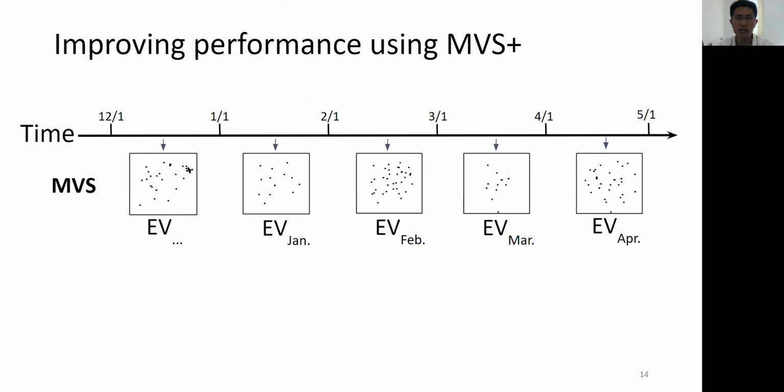We achieved this by extending MVS to MVS+. We introduced two-level granularity intervals, the parent interval and the child interval. We first divided the data domain into parent intervals by month and pre-compute EVs for them. Then divide each parent interval into several child intervals, for example, by week. For each child interval, we pre-compute and store low-resolution visualizations for them, called LV.